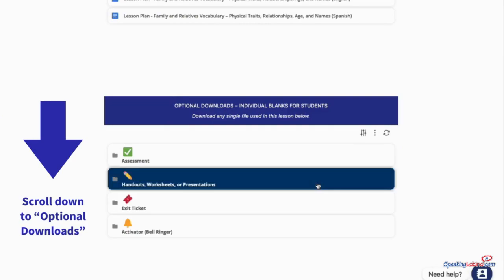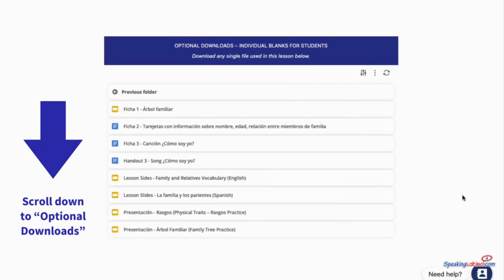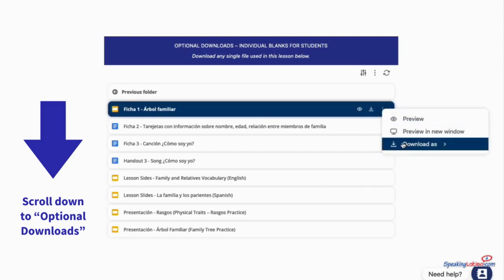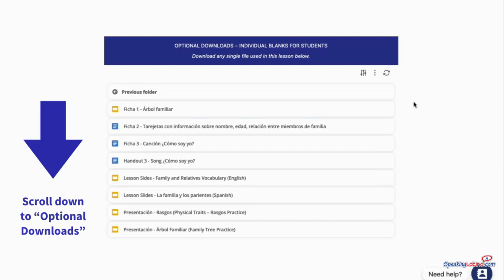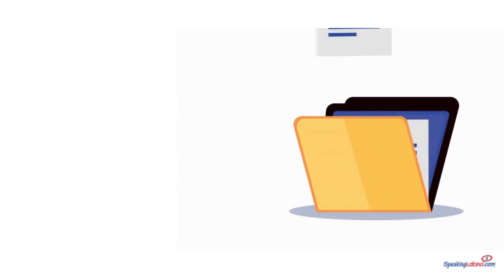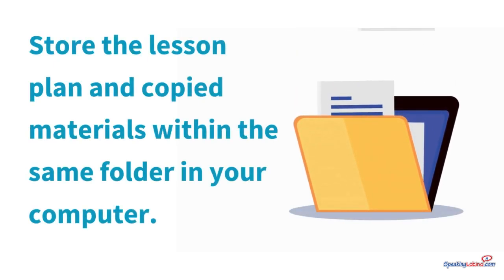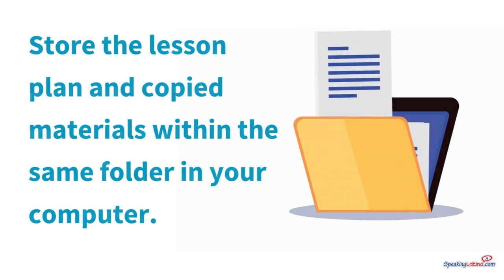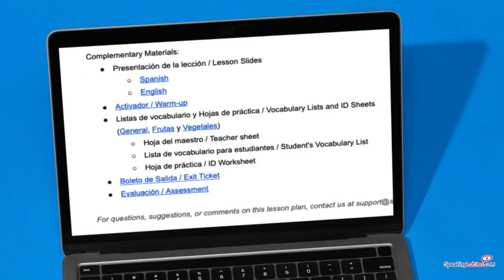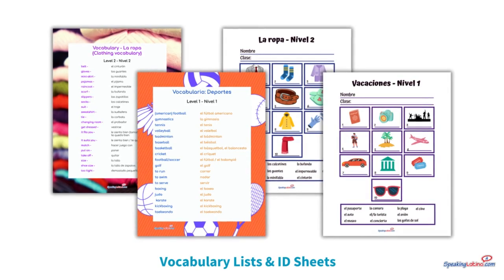To download the individual support files and blank worksheets for your students, click on the vertical ellipsis and download as Microsoft Word document or PowerPoint. After downloading, locate the lesson and support files on your computer. For efficient organization, store the lesson plan and copied materials within the same folder. Remember, each lesson plan ends with a summary list of complementary materials mentioned and not mentioned in the lesson, such as vocabulary lists with ID sheets.